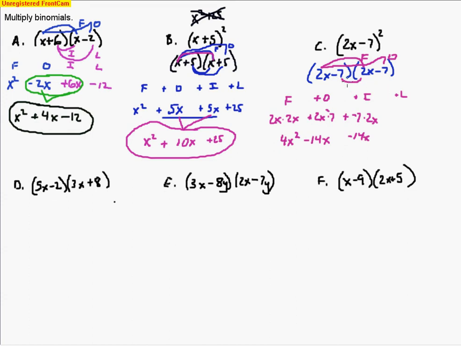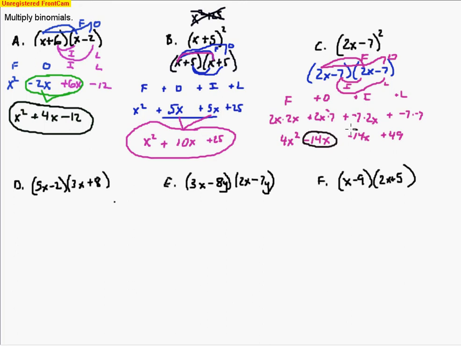And then the last terms, those were the inners. Last terms are a negative 7 and a negative 7. So that's another thing about binomials being squared. The last term is always positive, no matter what, because it's the same sign being multiplied. So all you have to do is collect the two like terms.